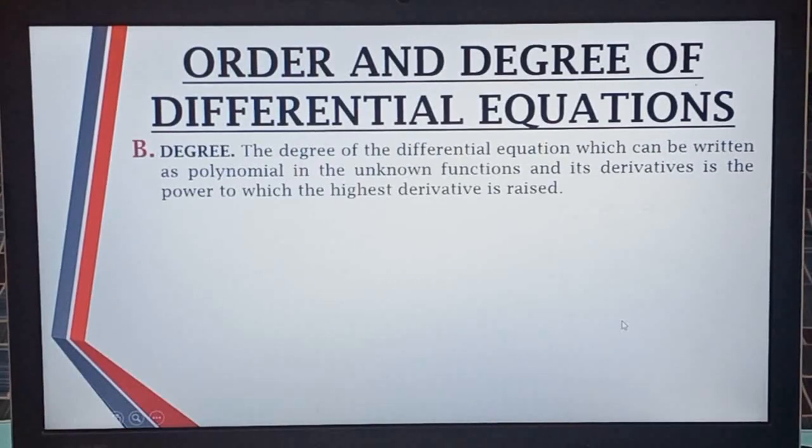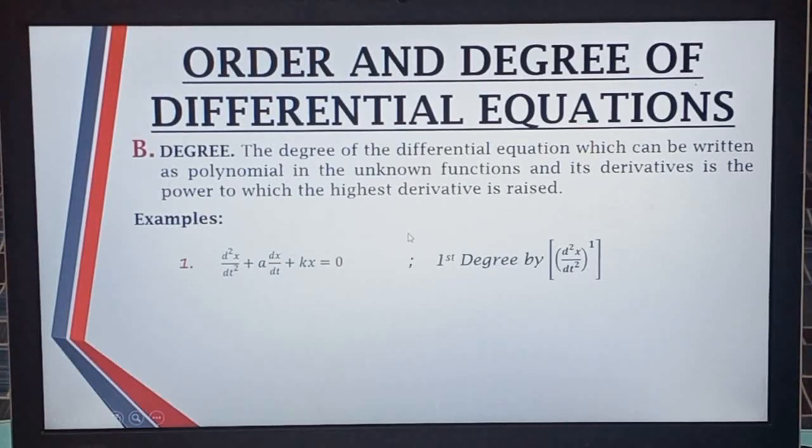Now next is the degree of the differential equation. The degree of the differential equation, which can be written as a polynomial in the unknown function and its derivatives, is the power to which the highest derivative is raised. Or simply saying, identify which is the highest derivative, then what exponent it is raised to; that is the degree of the differential equation. To make it easier, let's go to the examples.